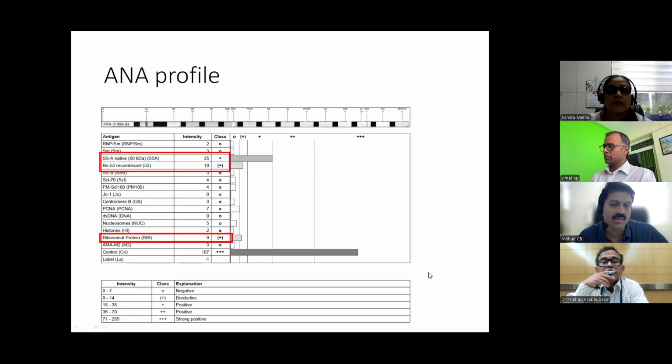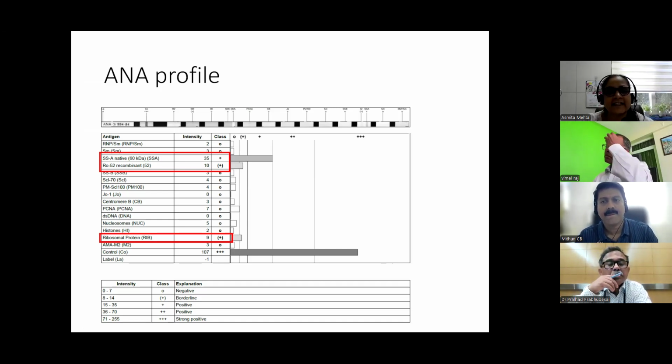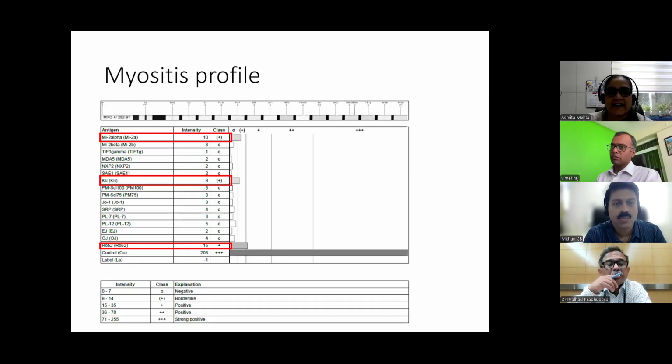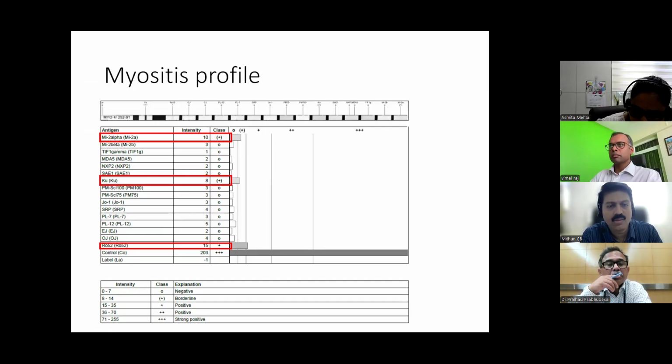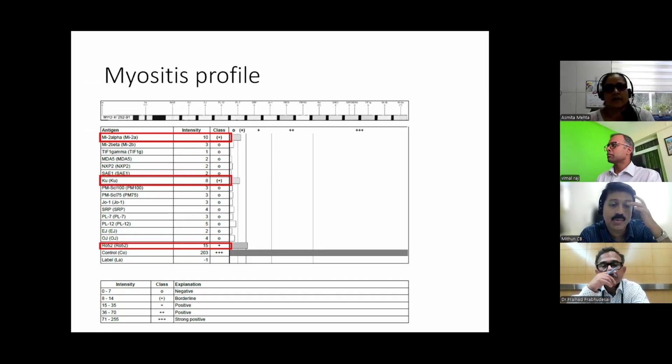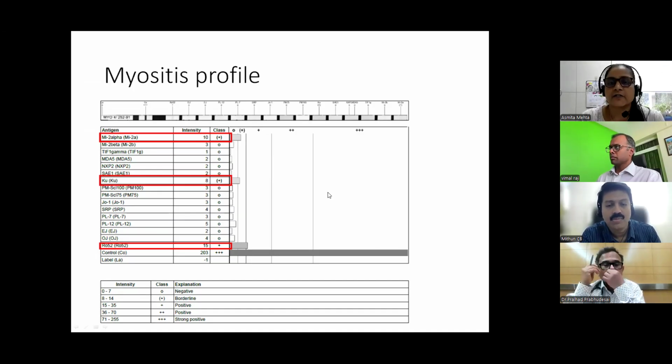Okay. And this is the latest ANA profile. That's all. Yeah, that's it. Okay. So the reason I had sent it was maybe if we see the CT scan, we will have more idea. And about myositis also, Mithun, if you can just say. Myositis, non-specific, multiple antibodies are positive in low titers. That's all. So it's not significant.